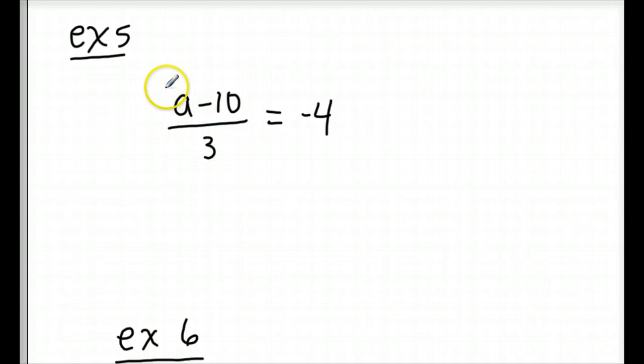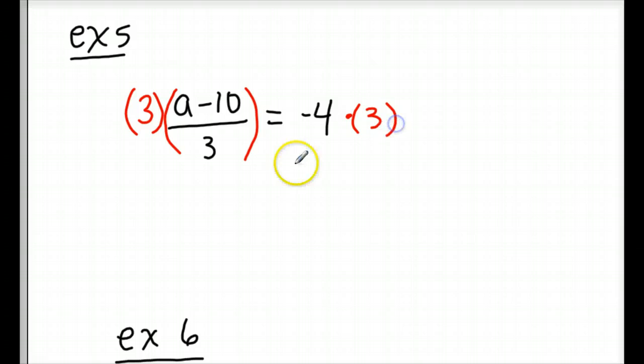So what you want to do first here is multiply both sides. We're taking this as a whole. We're going to multiply both sides by 3. So we'll multiply that side by 3, and we're going to multiply that side by 3. Now, same thing happens. You cancel these out because 3 over 3 is 1. We get a minus 10 equals negative 4 times 3, which is a negative 12.